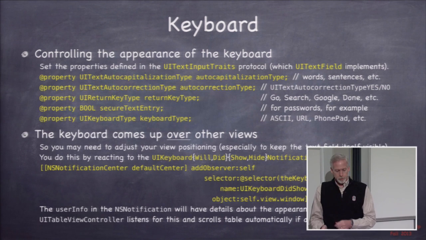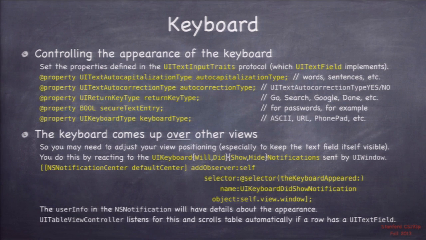So these are all properties you set in your UI text field, but you're really controlling the keyboard. One thing about the keyboard, it comes up on top of other views. It covers them, comes up from the bottom. That can be a problem if your text field's at the bottom because you just covered the thing you're typing in. So A, try to design your UIs so that doesn't happen. But B, if your view is scrollable, maybe scroll that text field up or even just move the whole view up so that while the keyboard's up, you can still see the text field that you're typing into.